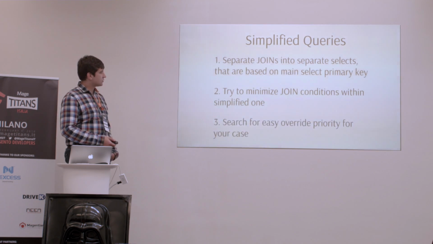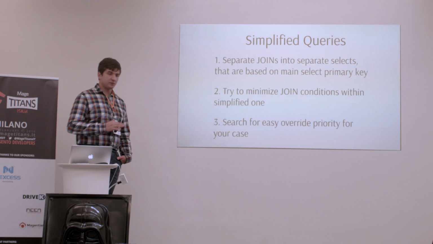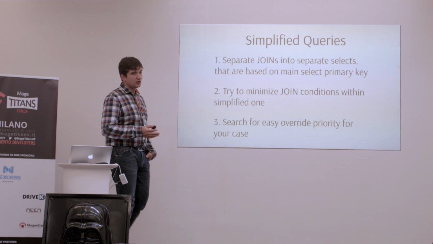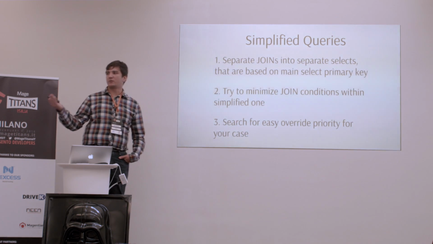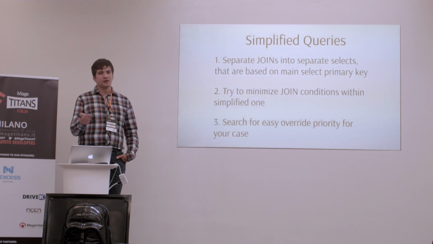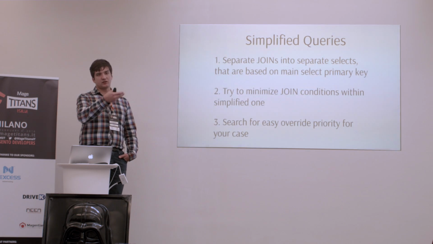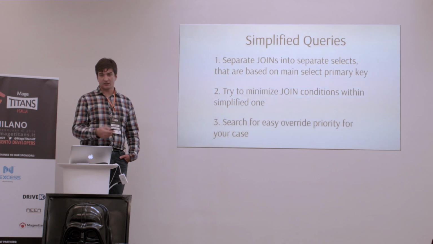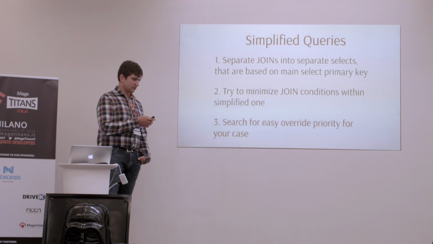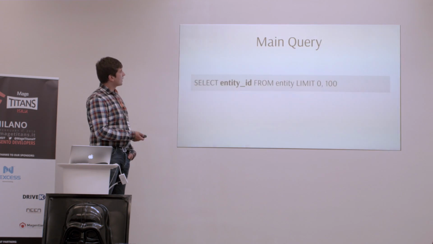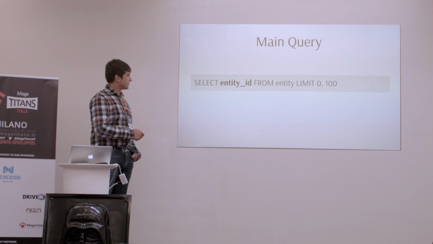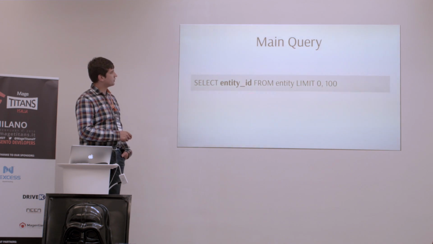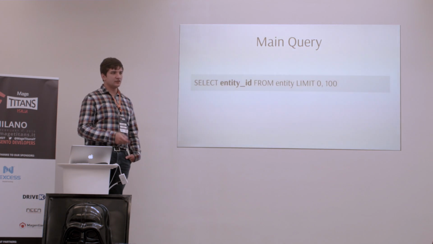And we can search for some easy override priority for our data as well. Let's say for EAV, we can sort by store ID, and then we have first the default value, and then it's overwritten by the store value in our dataset, and we don't need to do any kind of crazy joins. So the main query in this case will look very simple. It just will retrieve the entity ID in the needed order.